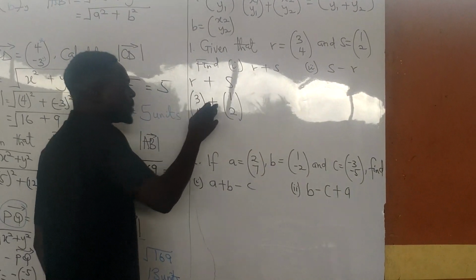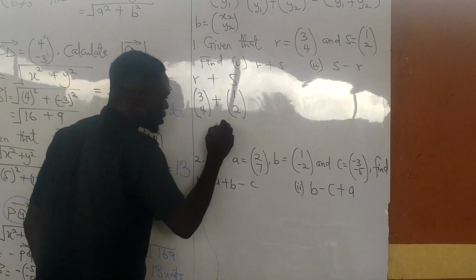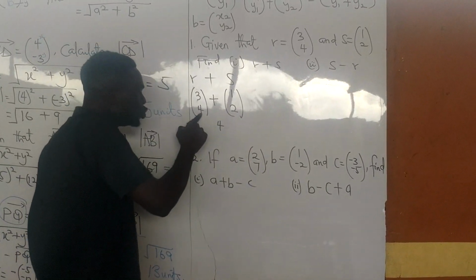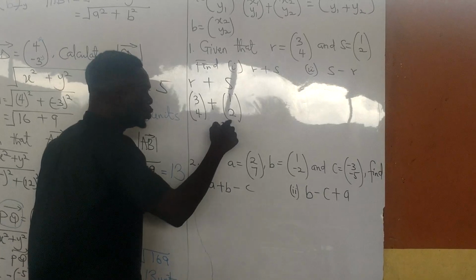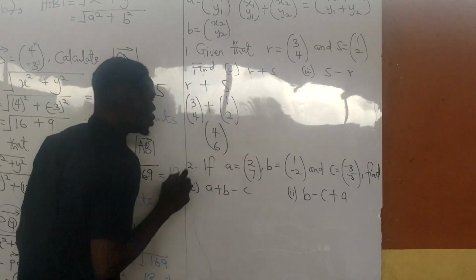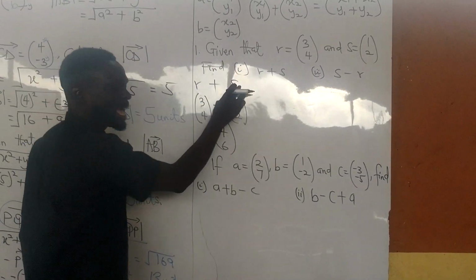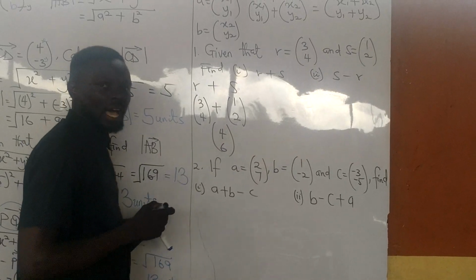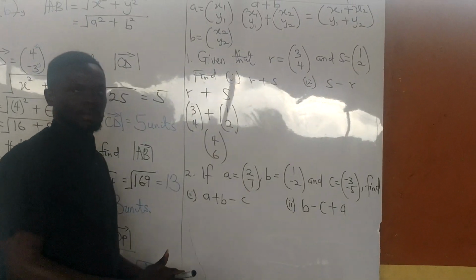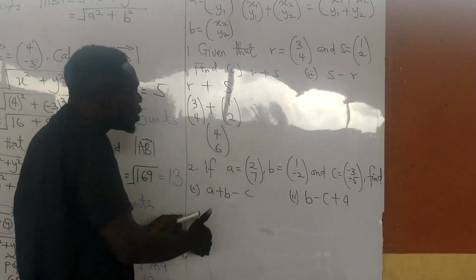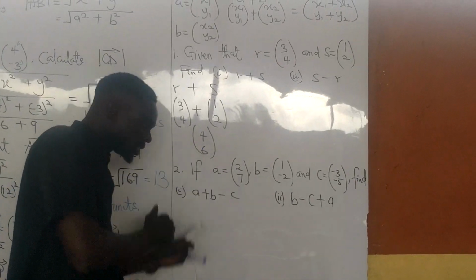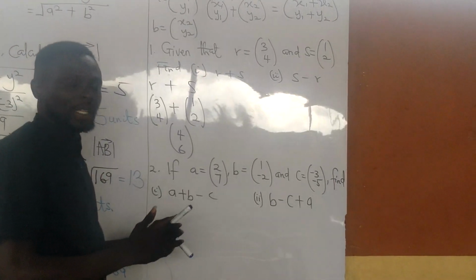So now 3 plus 1, giving us 4. And 4 plus 2, giving us 6. So the answer for r plus s is the vector (4, 6). And that is how we add or simplify vectors.